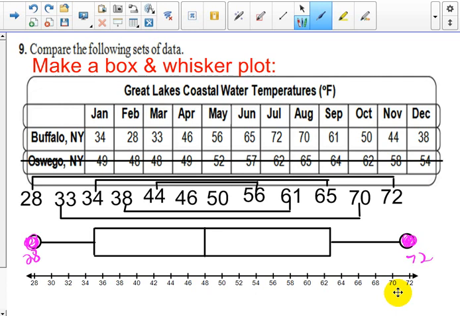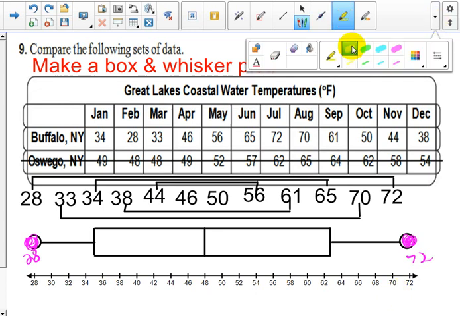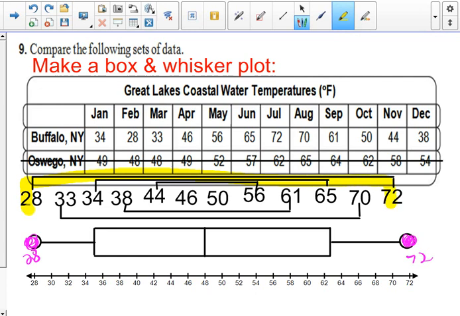So here I've marked them. Let me get a highlighter. All right, so we're going to go 28 to 72, 33 to 70, 34 to 65, 61 to 38, 44 to 56, and then our two middle points is 46 and 50. All right, so we've got 46 and 50. So we're going to take the average of those two middle points. So when you add those together and divide them by 2, you're going to get 48. So mark your middle line, your median, at 48.